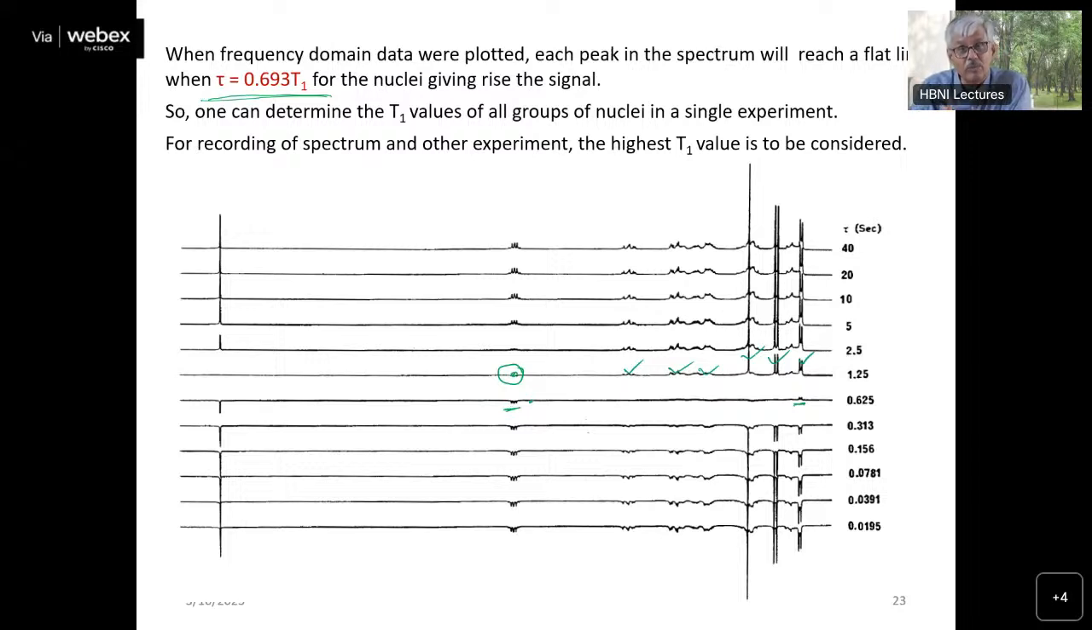So if you want to give an appropriate delay, you have to select the nucleus which has the longer T1. During setting up of your experiments, it is that T1 which you have to select.